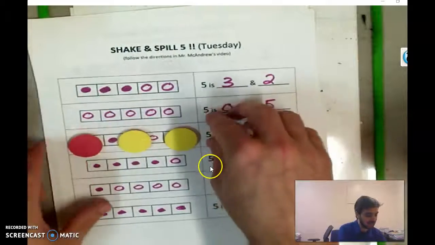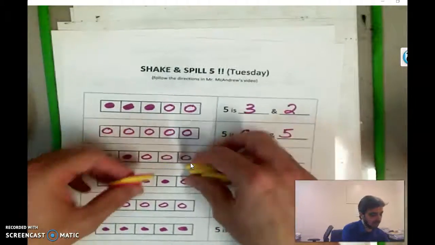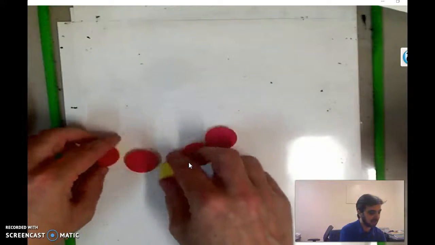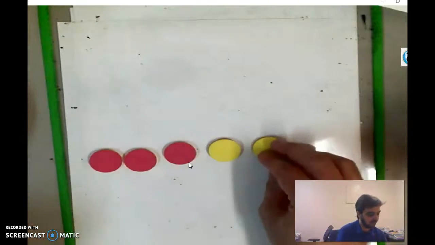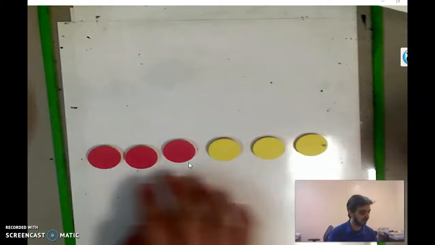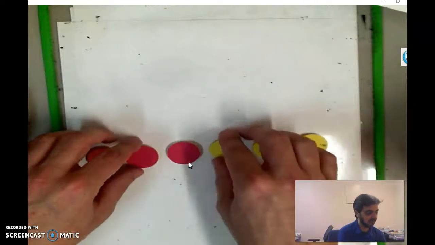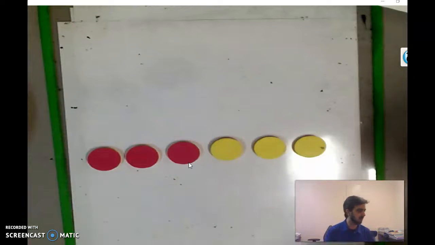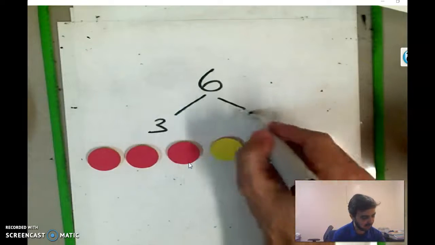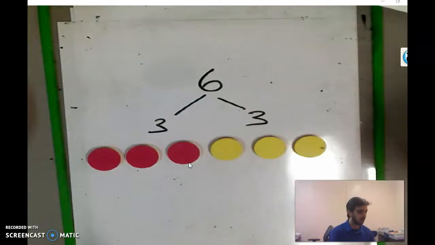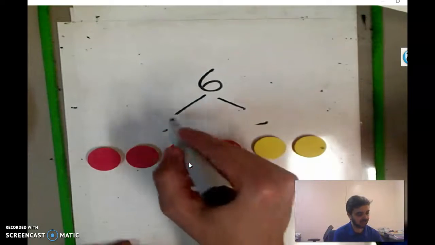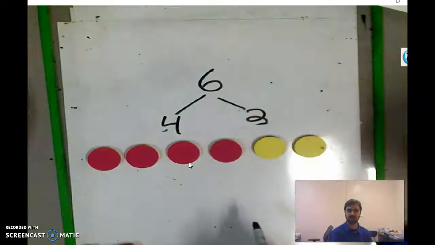For 6, I didn't write them all out, but let's take a look at some of the ways that might have looked. Did anybody have 3 reds and 3 yellows? That makes 6, right? So here, 3 and 3. Okay, let me get my marker. So if we have 6 in total, there's 3 reds and 3 yellows, right? Or it could have been, if I flip this one over, 4 reds and 2 yellows, right?